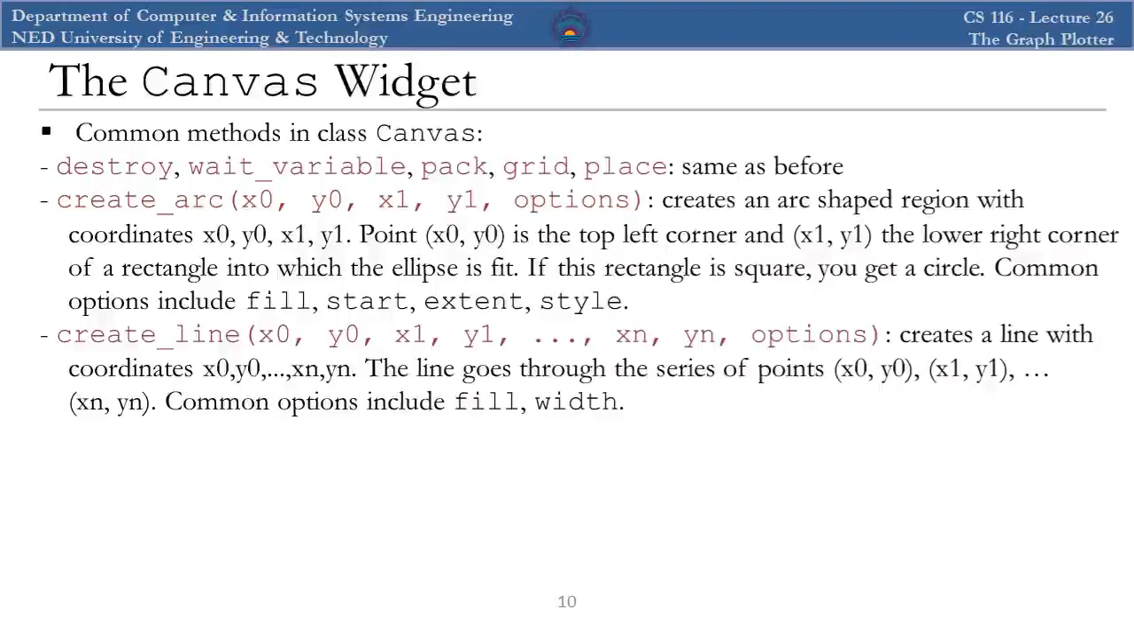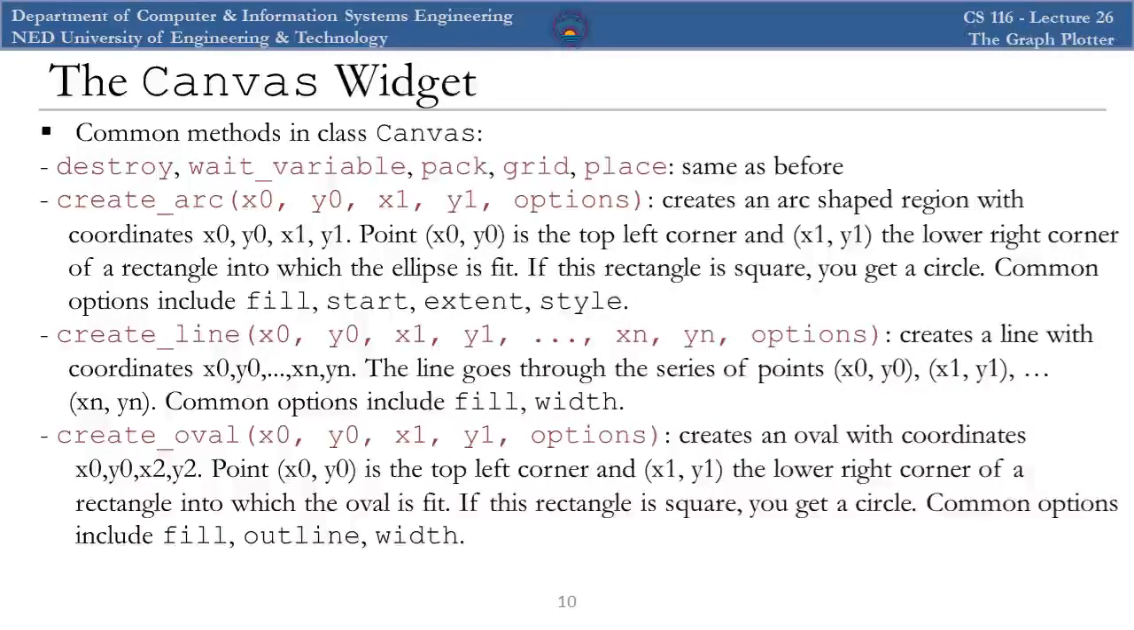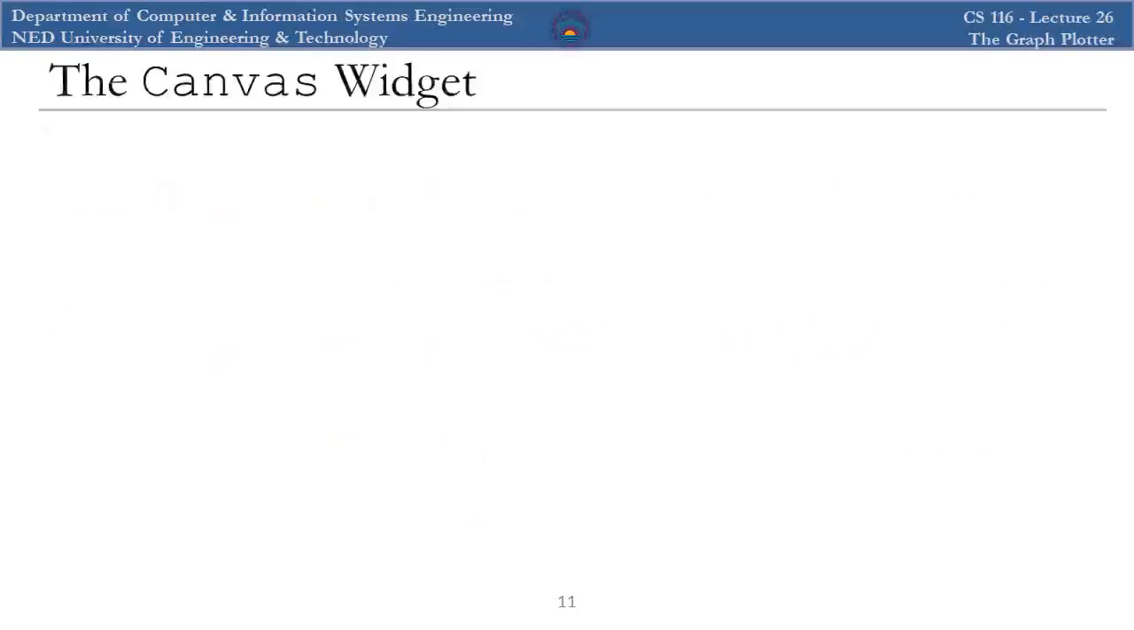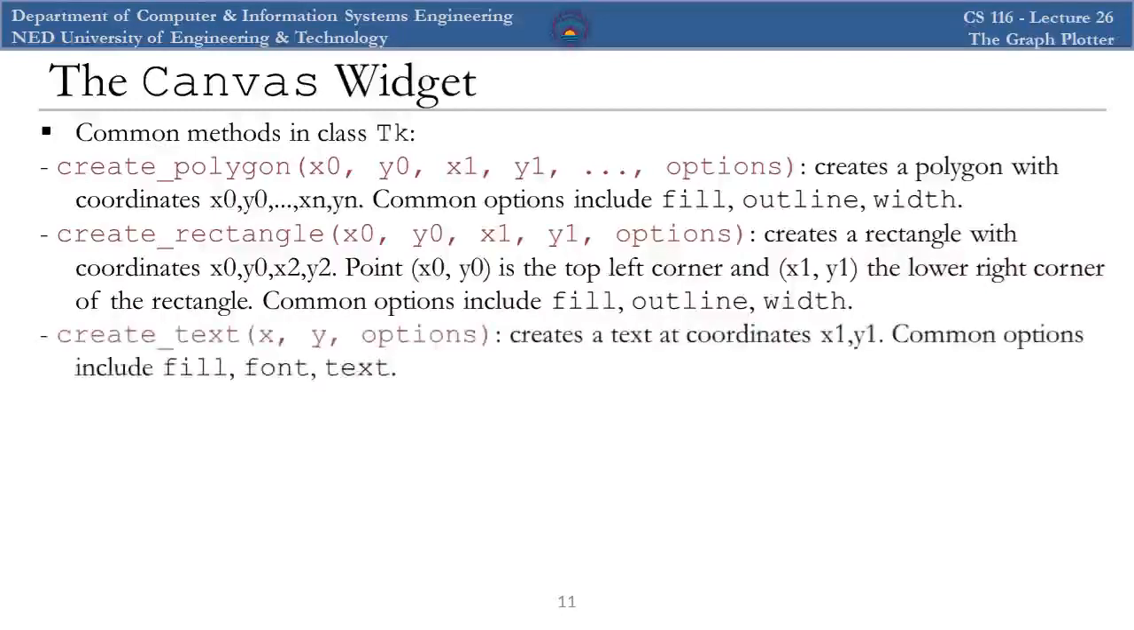Similarly, we have another method called create line. It will create a line. You can give 2 points or a series of points. It will create a line passing through all these points. And then you can create an oval similarly as you created an arc. And then here are a few more. You can create a polygon, you can create a rectangle, you can even write text in a canvas using the create text method, right? So here one different option is text. You can provide that text as an option, and that will be printed in the canvas at location x, y. x, y will be the position of the pixel where this text will be shown, right?